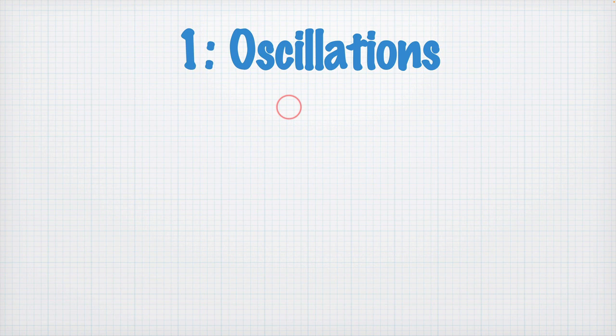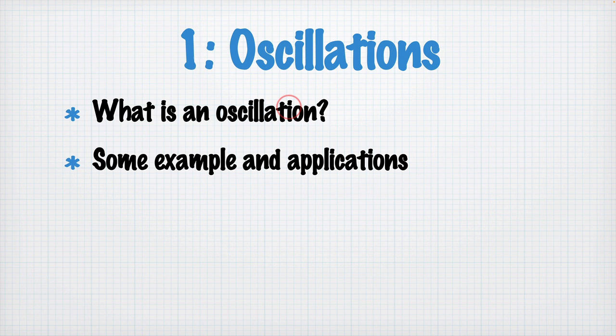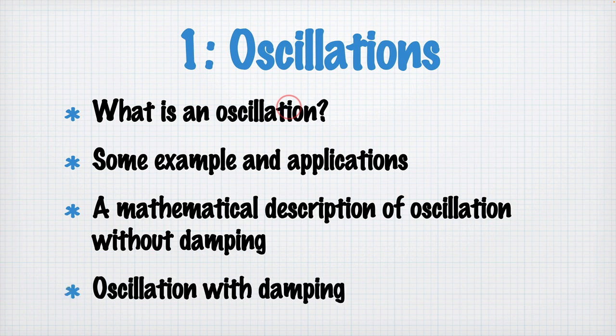We'll start with oscillations. First, we'll describe what we mean by an oscillation. We'll talk about some examples and applications of things that oscillate, because oscillators have a huge number of possible applications in science and engineering and life in general. We'll give a mathematical description of oscillation without damping, and then oscillation with damping.